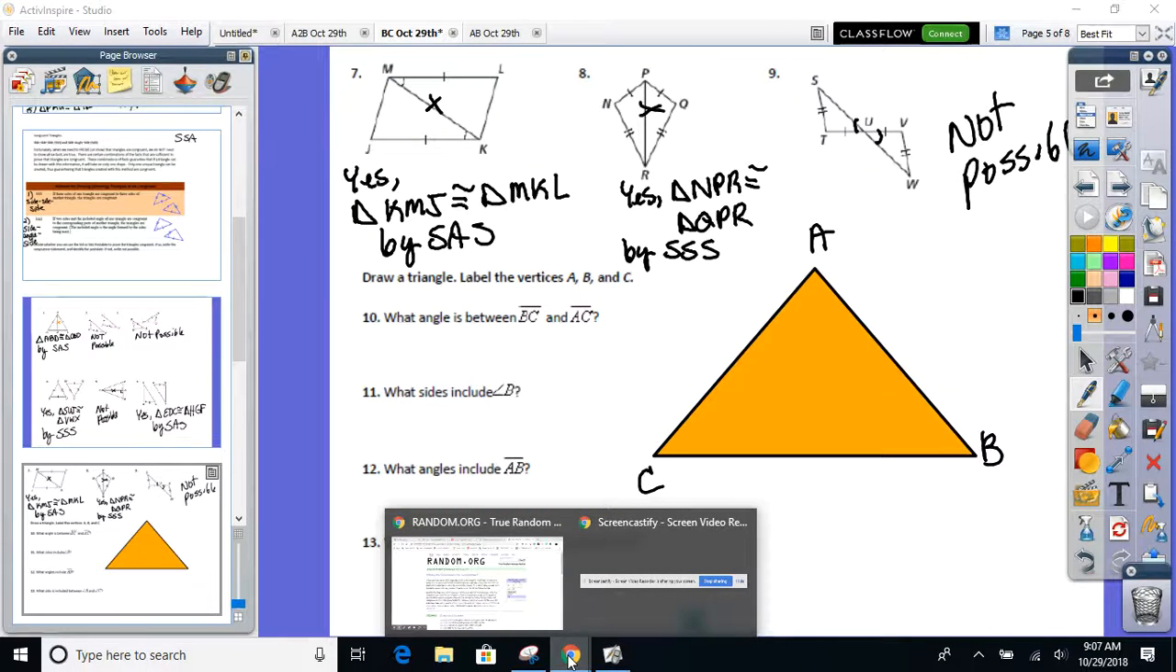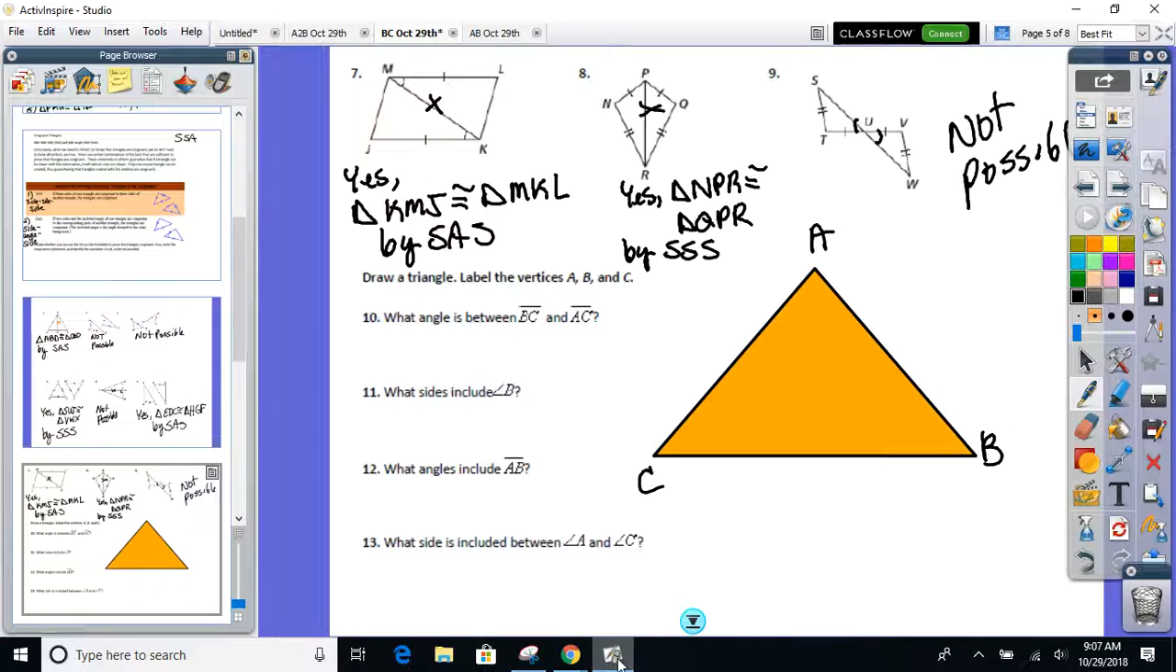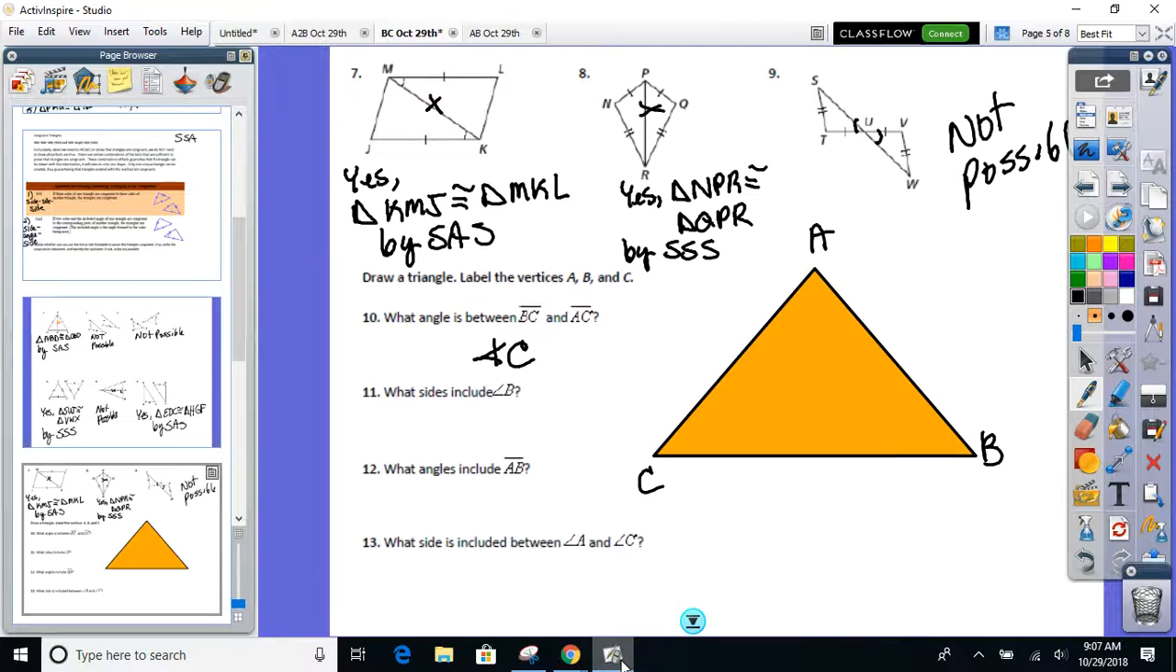All right, let's go down the list here with me. 27, you're up first. What's the angle between BC and AC? Angle C. What sides include angle B? So angle B is in between what two sides up here? Here you go, 11.